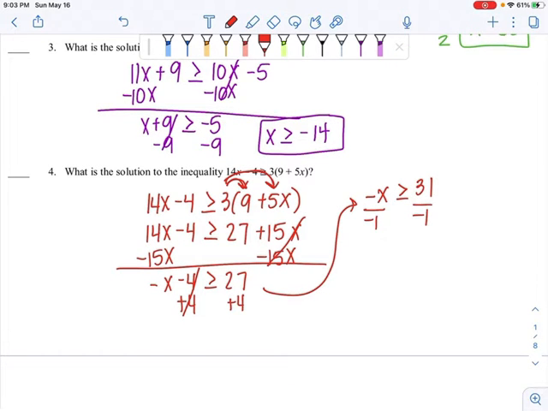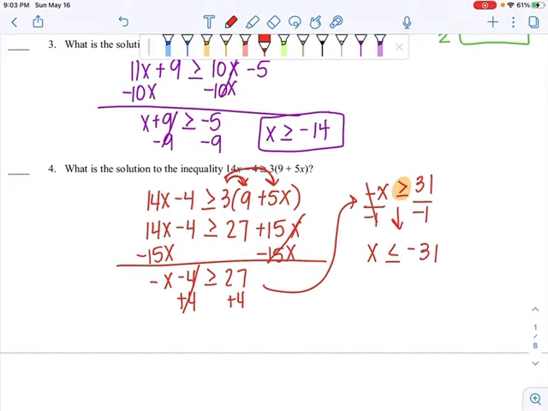But the important part to remember is we're dealing with an inequality here. And when we have an inequality symbol and I divide or multiply by a negative, that means that I have to switch that inequality sign. So when I divide, I get x, and then we're going to flip the sign to be less than or equal to, and that's just going to give me negative 31, because positive 31 divided by negative 1 is negative 31. So x is less than or equal to negative 31 is my final answer.